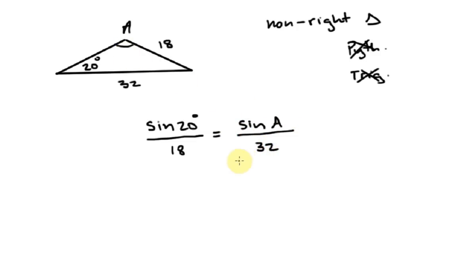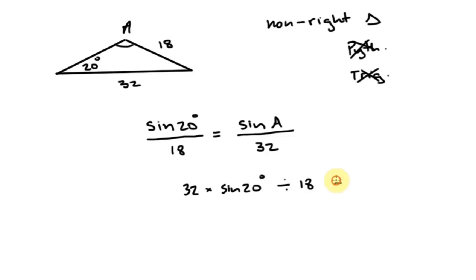Now you'll notice this one's a little bit different from the other question, and that's because the unknown is the angle. So when I cross multiply, I'm going to go 32 times sine of 20 degrees. And then I'm going to divide that by 18.